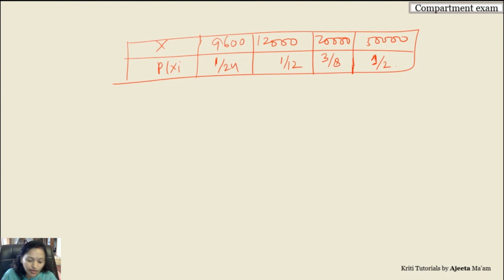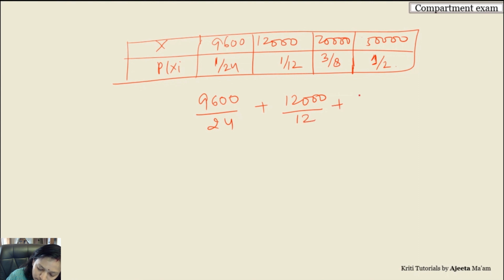So what do we get? We get this plus this plus this plus this, right? Clear to all? So this is what we have. Now let's move on to this.